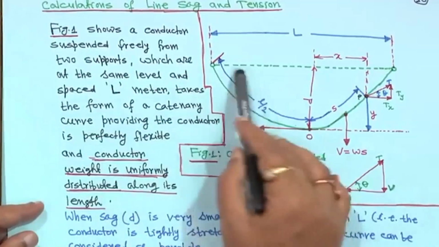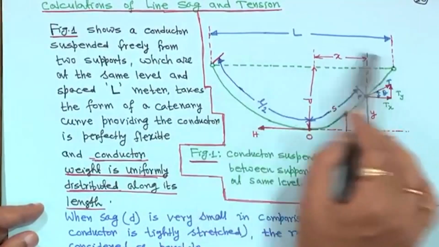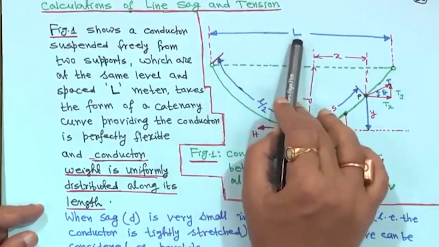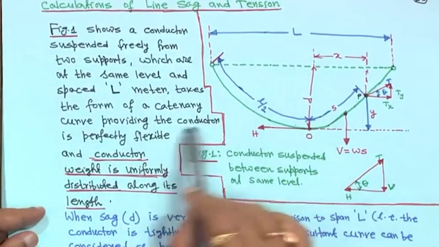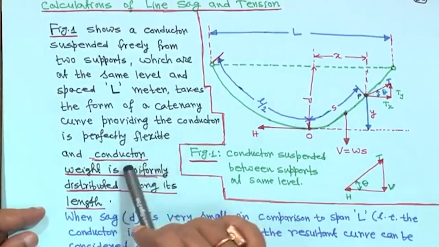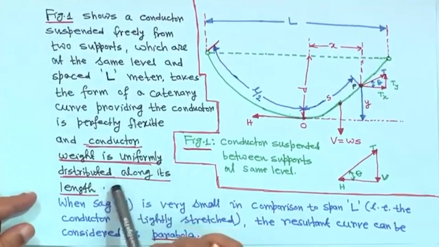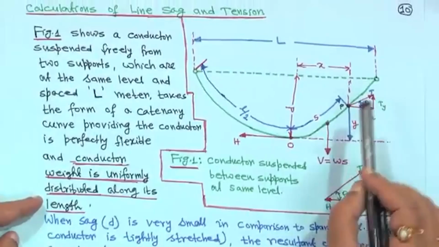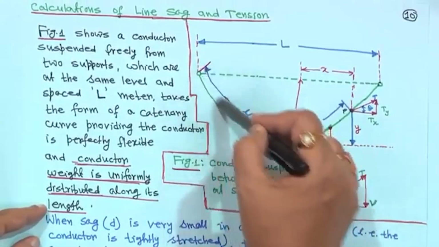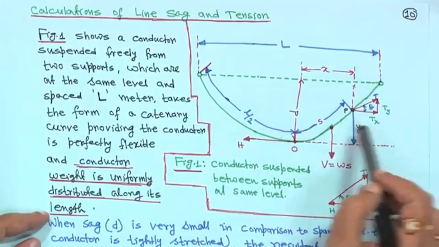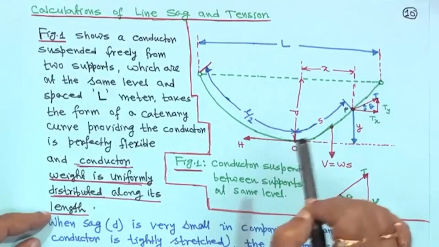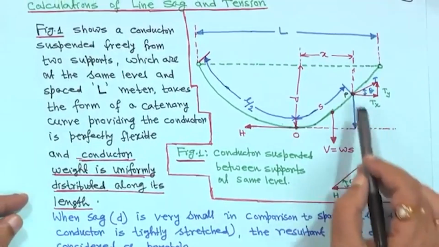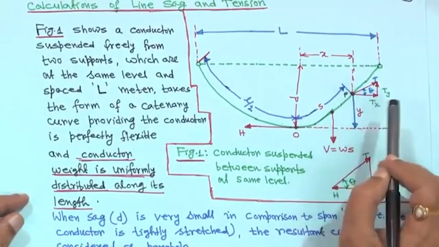They are at the same level, and the horizontal distance between them is capital L. The conductor takes the form of a catenary curve, provided the conductor is perfectly flexible and its weight is uniformly distributed along its length. The total length of the conductor is small l. From here to here is L by 2, and this side is also L by 2, but we have taken some point P.